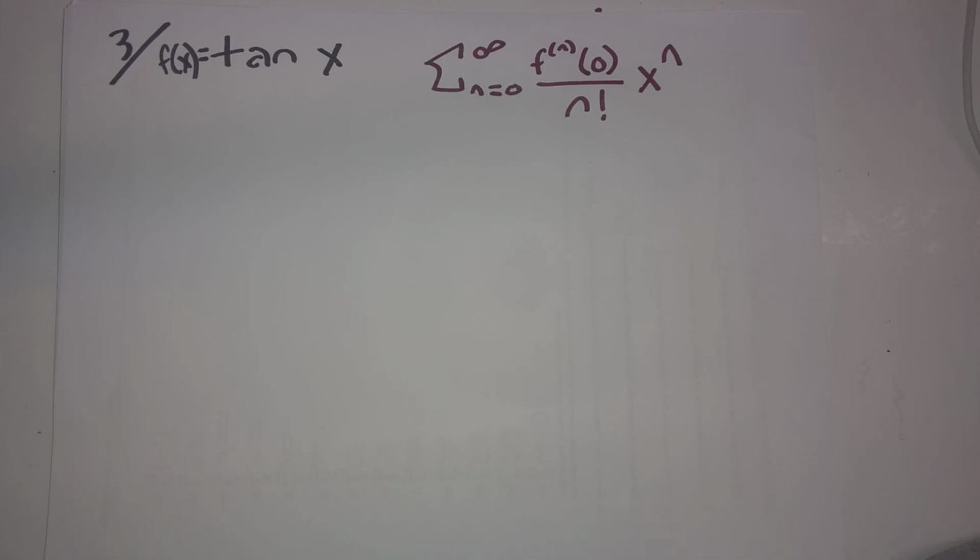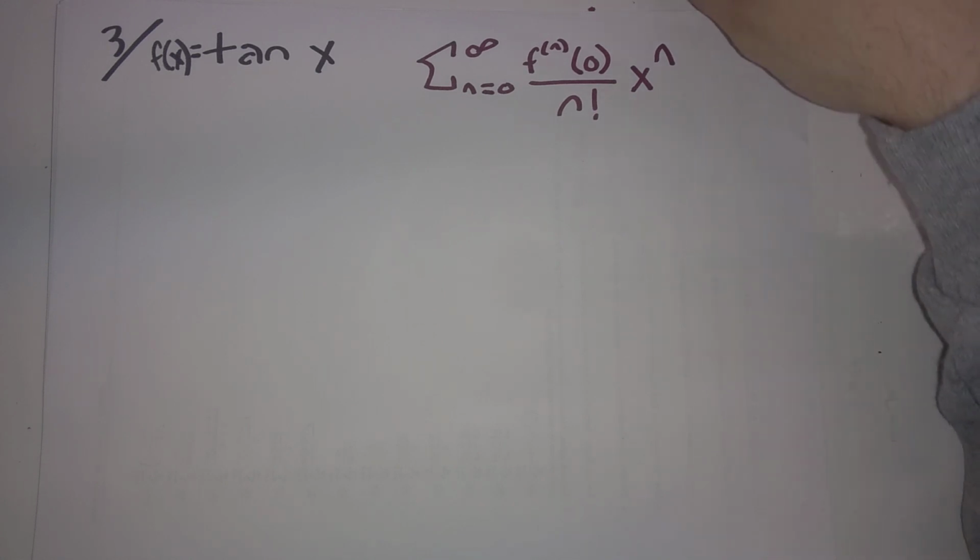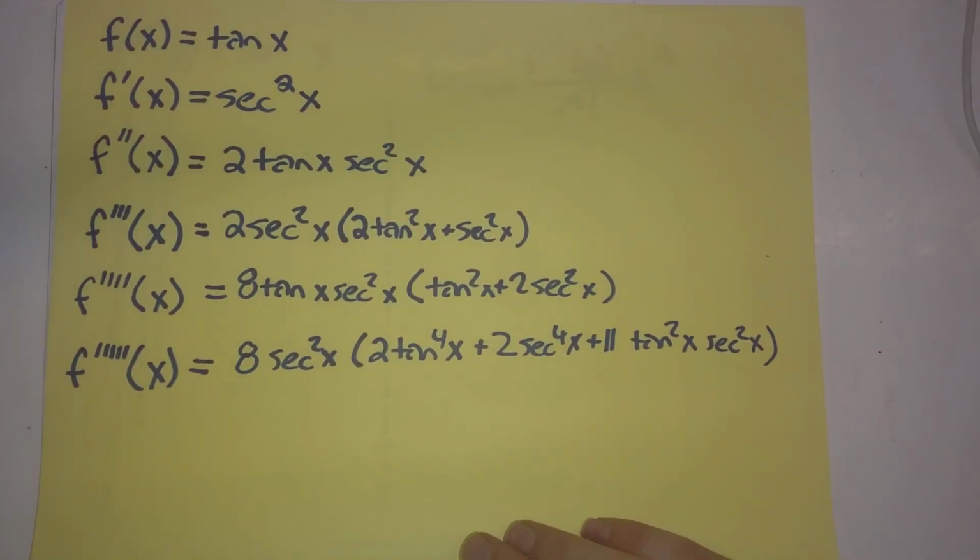For example, if the function is e to the x, all of the derivatives are just e to the x themselves. If it's e to the 3x, the derivatives are just powers of 3 times e to the 3x. Sines or cosines, we know we have loops. So the first thing that pops into our mind is probably just to compute a bunch of derivatives and hope for the best.